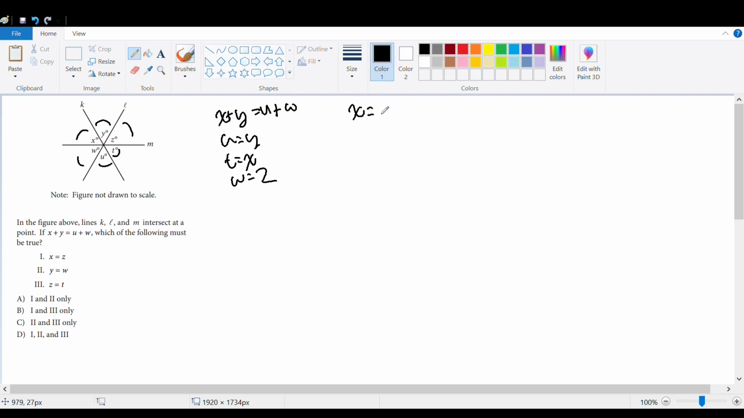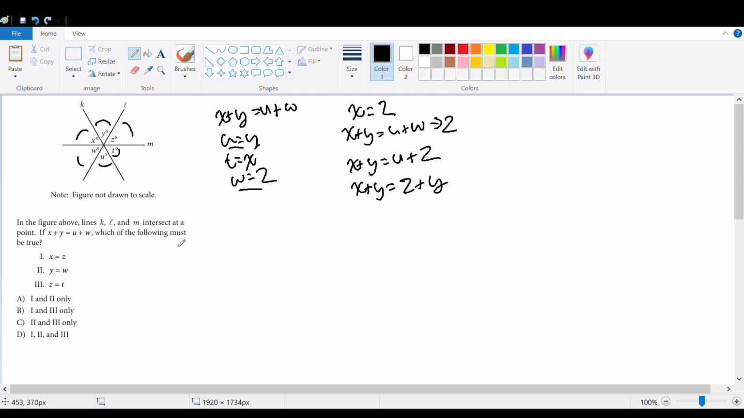x equals z. So let's just take this equation and see what we could do with it. So x plus y equals u plus w. Well, here we know that z equals w, so we could just replace w with z and get x plus y equals u plus z. And then we know that u and y are equal, so we could just replace both with y, so x plus y is equal to z plus y.